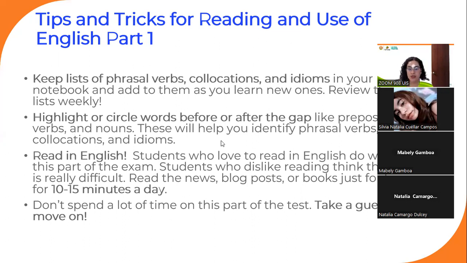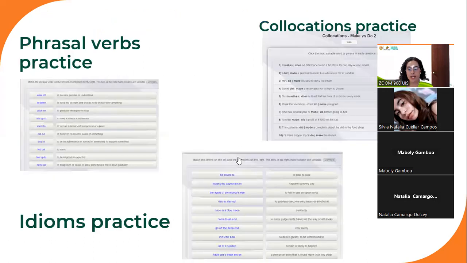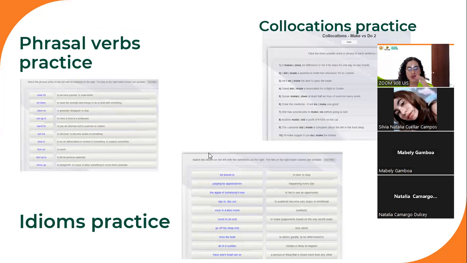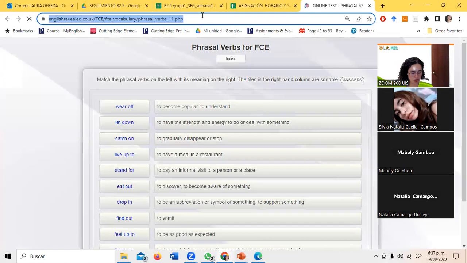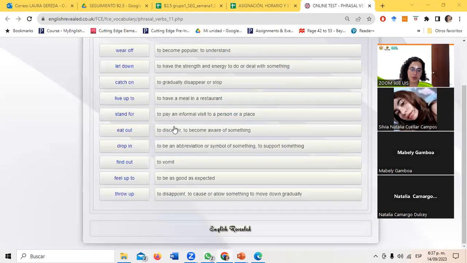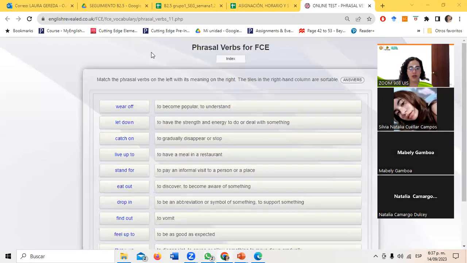So before we do the exercise, I'm going to show you some exercises of phrasal verbs, collocations, and idioms, okay? After that, we will do an exercise from a book with examples from the test. Now we're going to review some uses of phrasal verbs, okay? Let's start here. I already shared this link with you guys, the link for this website, but there's a lot of exercises. So today we will focus on this one, but you can continue practicing with the others, okay?